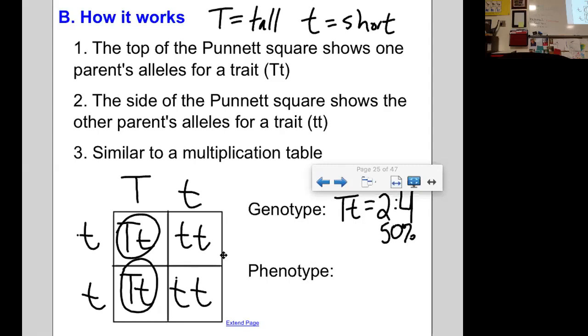Okay, but there's another genotype that we need to look at. Okay, little t, right? So, oh, sorry, I'm out of space here, so I'll just put little t here. So little t, how many boxes are little t, 2 out of 4.